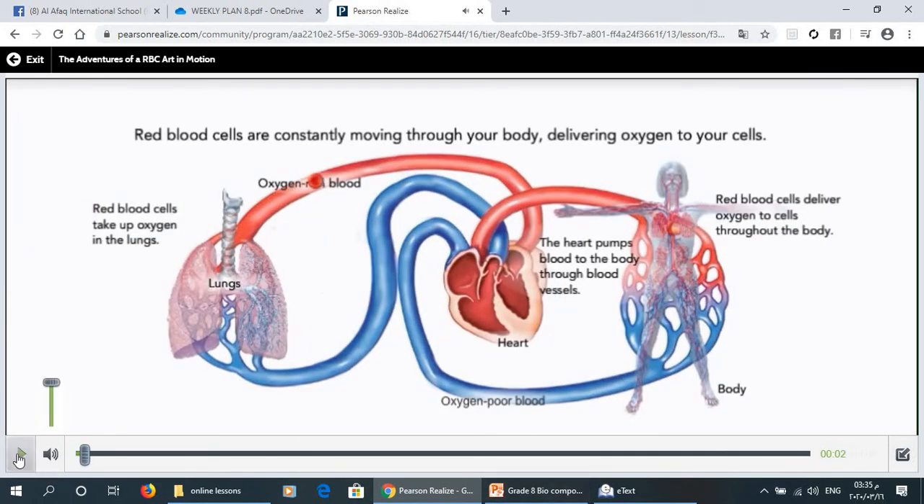Now, red blood cells are constantly moving through your body, delivering oxygen to your cells.